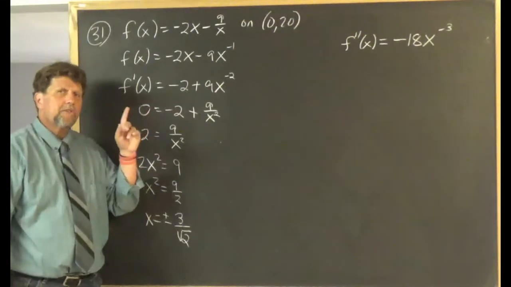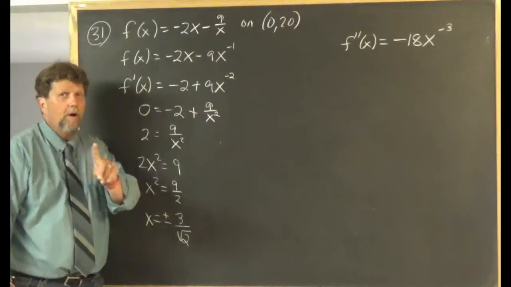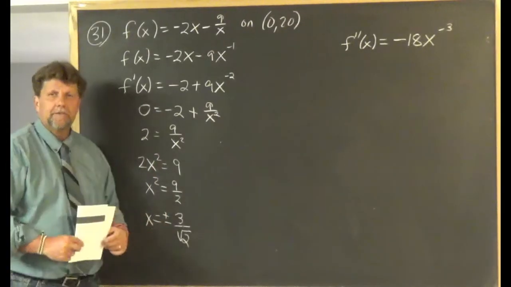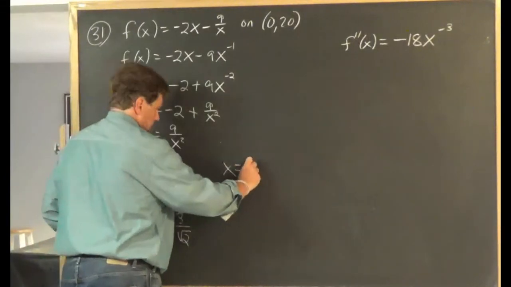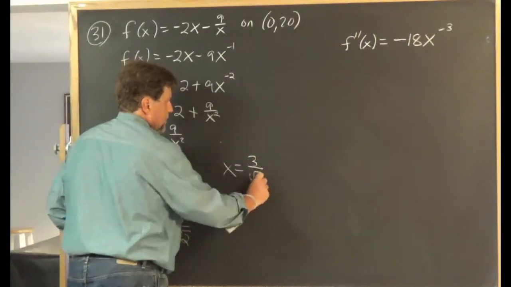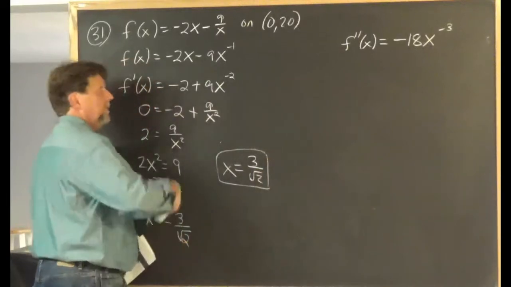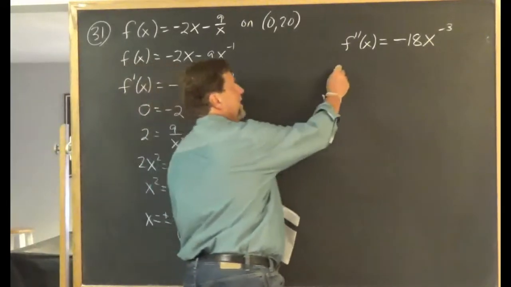But on the interval 0 to 20, there's only one. And that's the positive 3 over the square root 2. So we only care about the positive 3 over the square root 2. So now I evaluate the second derivative.